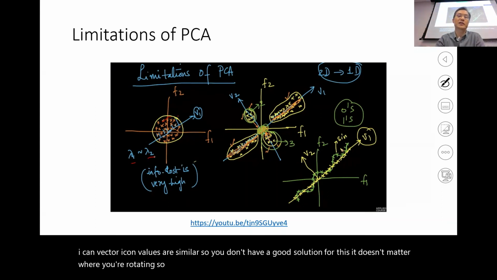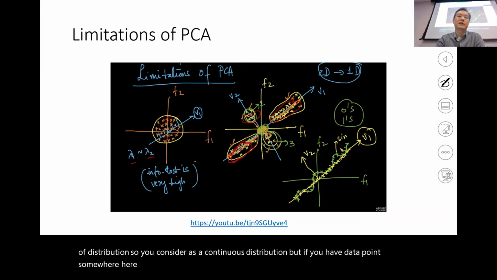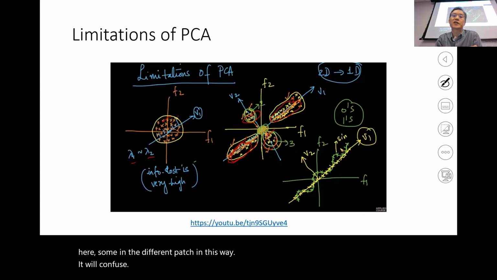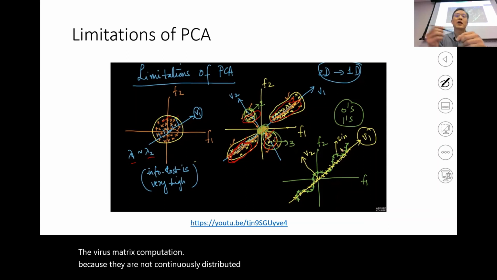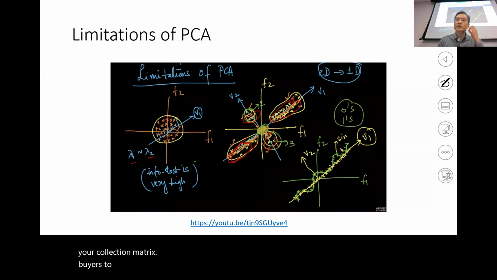That's one limitation. Another is it's blind to this kind of distribution. You consider it a continuous distribution, but if you have some data points here and some in a different patch, it will confuse the covariance matrix computation because they are not continuously distributed. You always have outlier points that bias your covariance matrix towards them. So in that case, it's not good enough.